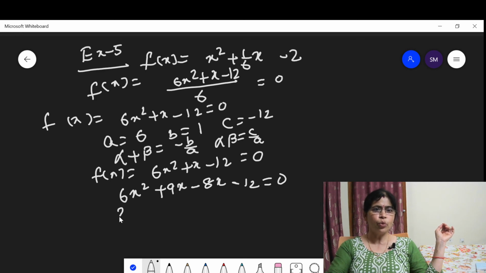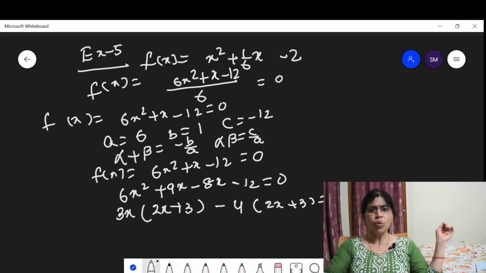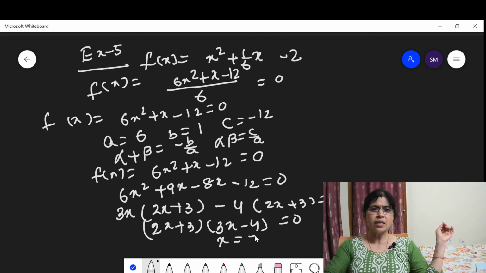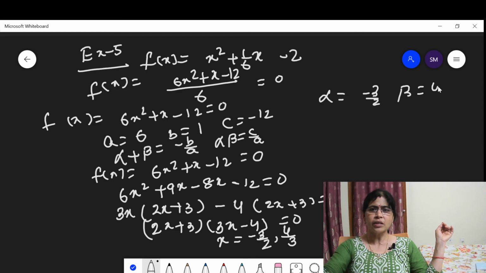Then from these two we take common 3x. Here we get 2x plus 3. Then from the other two we take minus 4. Then this is 2x plus 3 is equal to 0. Taking 2x plus 3 common, we get 3x minus 4 is equal to 0. Then the two zeros are x equal to minus 3 upon 2, the first zero, and another zero is 4 upon 3.